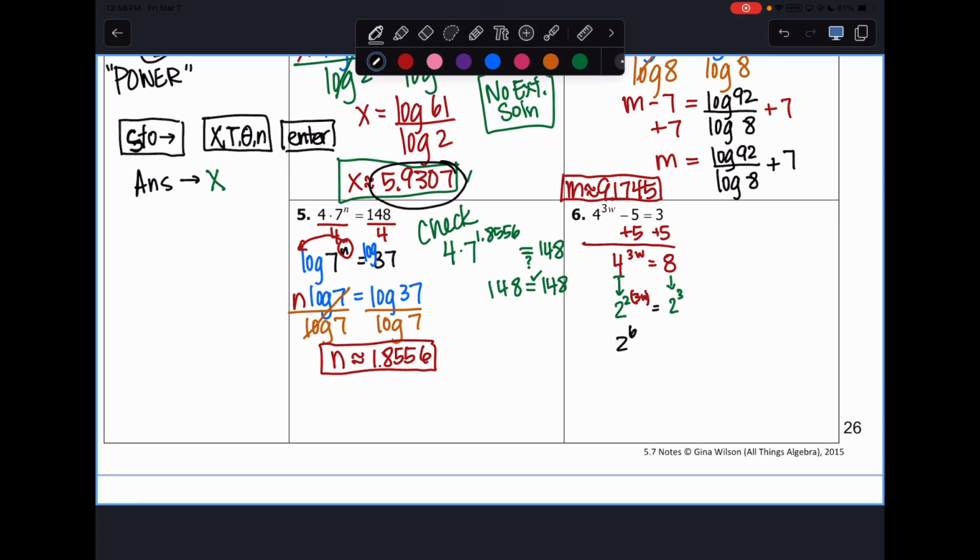So we got 2 to the 6w equals 2 to the third power. What do we do? Same bases. Drop those bases, put 6w equals 3. Be careful, please don't shout out. Think before you answer because we keep making these silly mistakes. What does w equal?